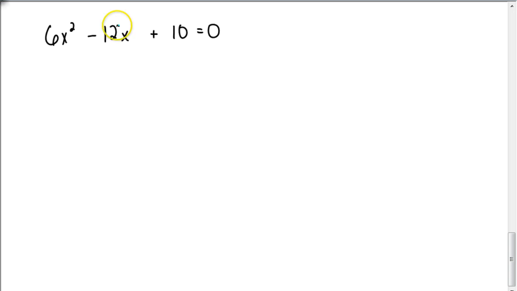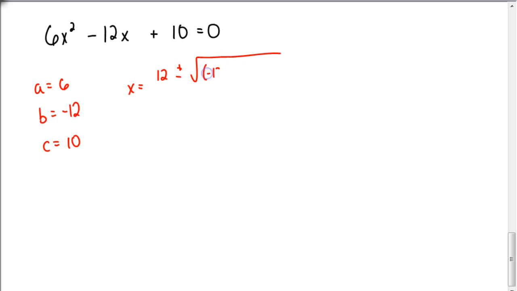Okay, so we should have found that your value for A is 6, B is a negative 12, and C is a positive 10, using the quadratic formula. Opposite of B would be a positive 12, plus or minus the square root of negative 12 squared minus 4 times A, which is 6, times C, which is 10. That whole thing divided by 2 times A, well, 2 times 6. We'll simplify that in a second.